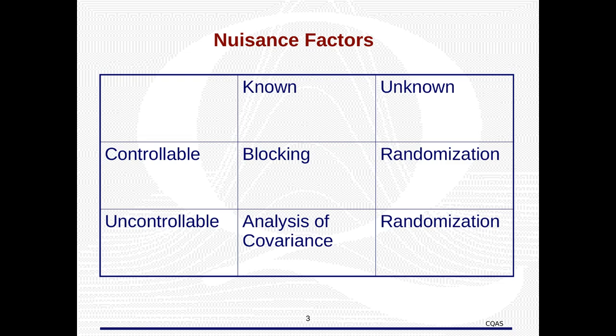This 2x2 classification yields 4 distinct strategies. When we face known and controllable nuisance factors, blocking is our preferred approach. For known but uncontrollable factors, we employ analysis of covariance to adjust our results statistically. When factors are unknown, whether controllable or not, randomization becomes our primary defense, distributing their effects impartially across treatment groups. Understanding this taxonomy allows us to select the most appropriate strategy for each experimental challenge we encounter.